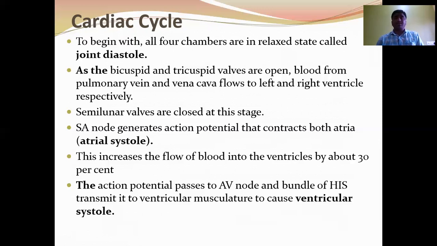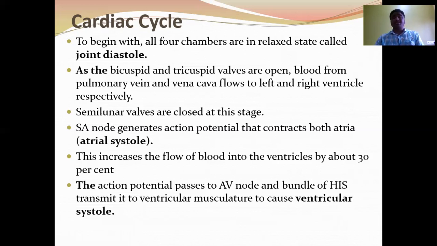Now, the SA node generates the action potential, which makes both the atria contract simultaneously. We can call that atrial systole. The contraction of the atria increases the flow of blood into the ventricle by about 30%, because 70% of blood is filled during joint diastole. But when the atria contract, the remaining 30% of blood is rapidly rushed into the respective ventricles.